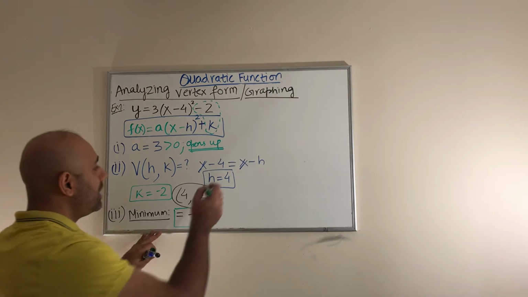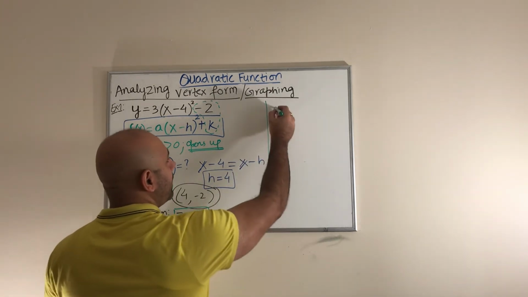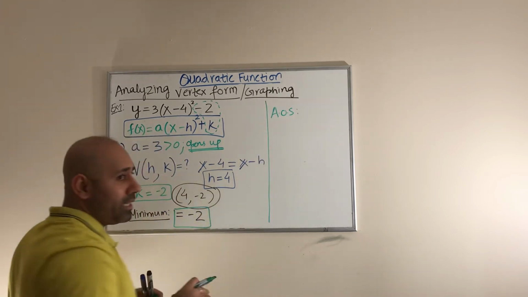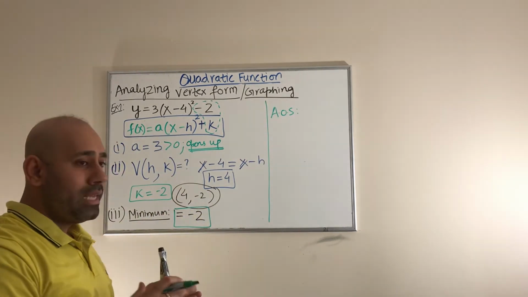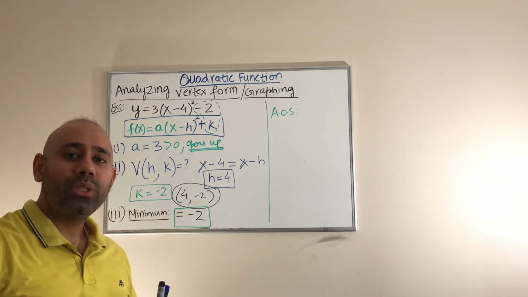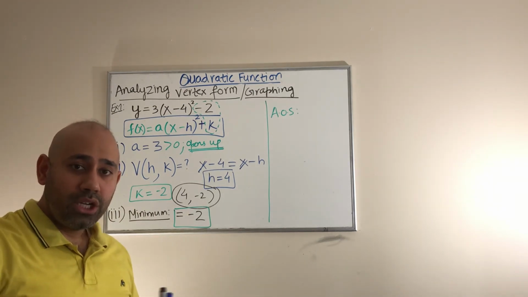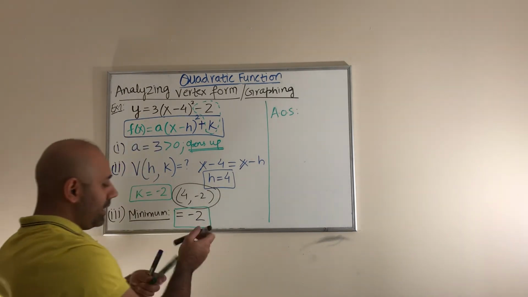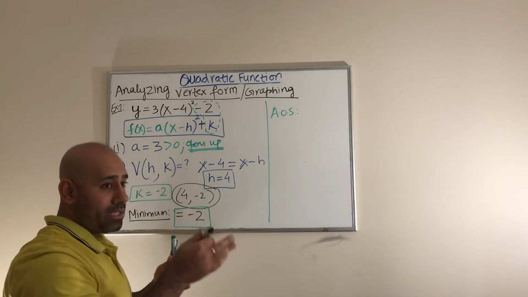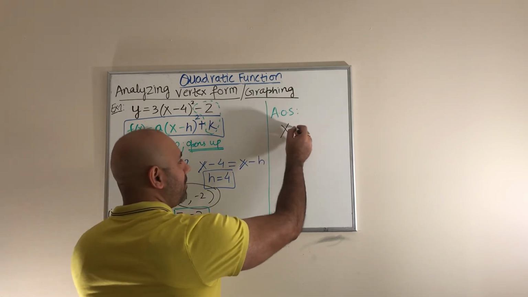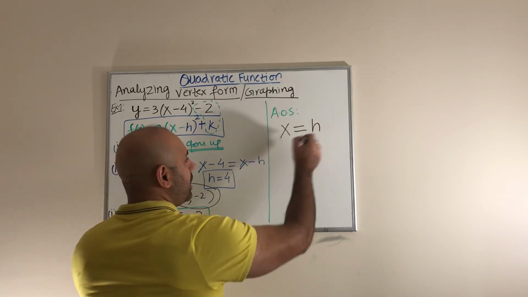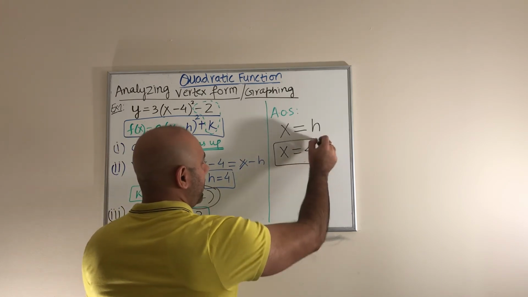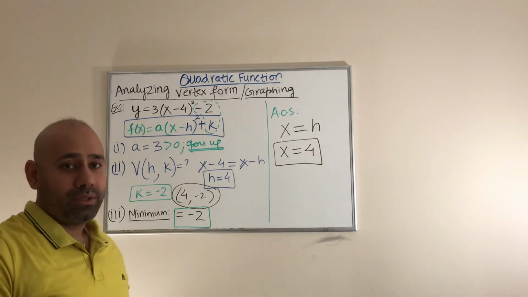The last thing that I want to do for this video, where we're analyzing the vertex form, is to write the axis of symmetry. The axis of symmetry, we know from my introductory video on the vertex form, is the vertical line that goes through the vertex, which divides the graph into two symmetrical pieces. Since it's a vertical line which passes through the vertex, it is given by x equals h, and in this case the h value is 4. So this is going to be the equation of my axis of symmetry.